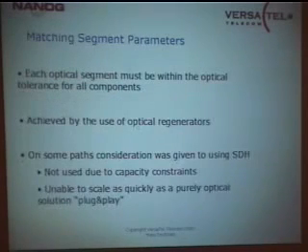Matching the segment parameters was actually one of the trickiest things we did. Each optical segment between the POPs or between the optical regenerators had to be within the optical tolerance of all the components in the network. And that would be not just the Cisco products, but anything else that we wanted to put in there in the future. So that was quite a challenge, to look into the future as well and say, okay, if it's going to take 2 years to ratify the standards, what's Juniper doing? What are the other vendors doing? Are we going to see new technology coming out?